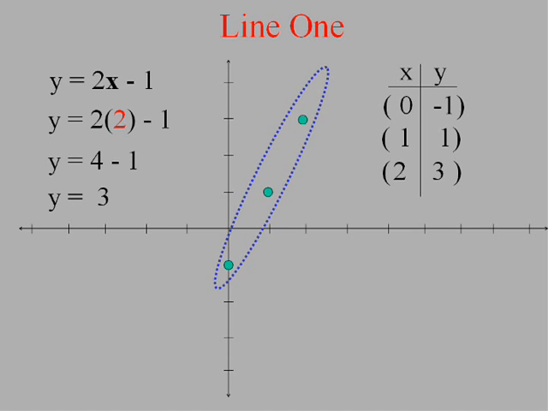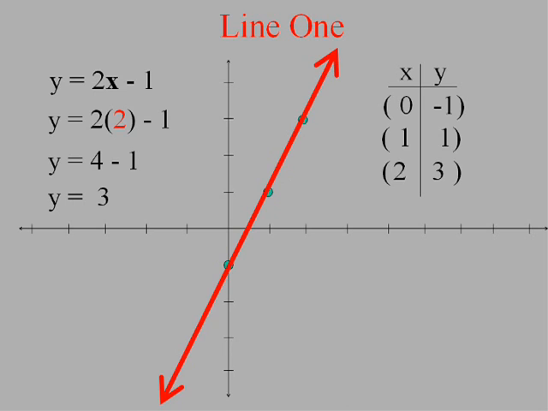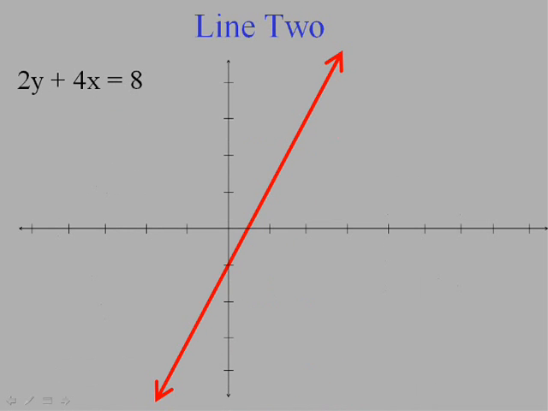Okay, but that's not the whole line. That's not all the points that fit in. I have to draw the rest of the line. So that's the graph of our first equation. Now what am I going to do? Well, now I'm going to graph the second equation on the same grid.